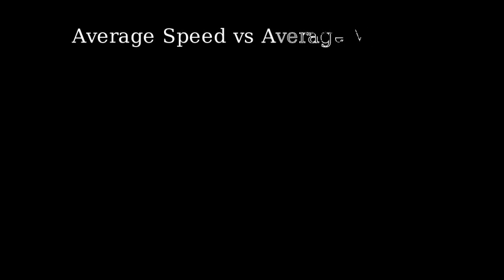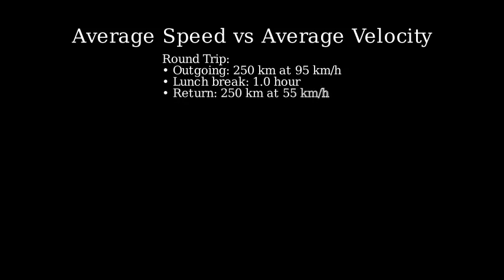Let's solve a problem about average speed and average velocity. A person makes a round trip where they travel 250 kilometers at 95 kilometers per hour, take a 1 hour lunch break, and then return 250 kilometers at 55 kilometers per hour.